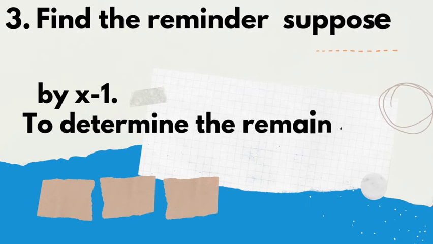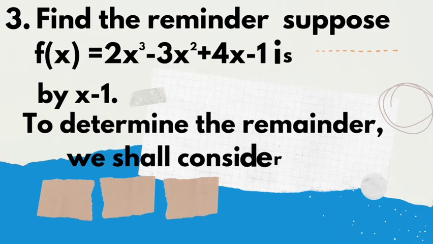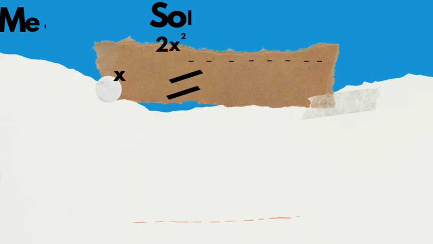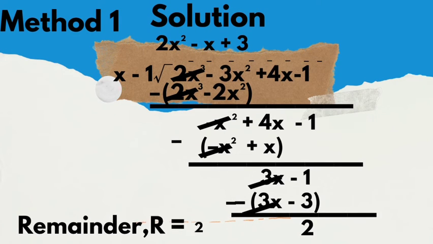3. Find the remainder. Suppose f of x is equal to 2x raised to power 3 minus 3x squared plus 4x minus 1 is divided by x minus 1. To determine the remainder, we consider two methods. Method 1. Method 1 is long division method.